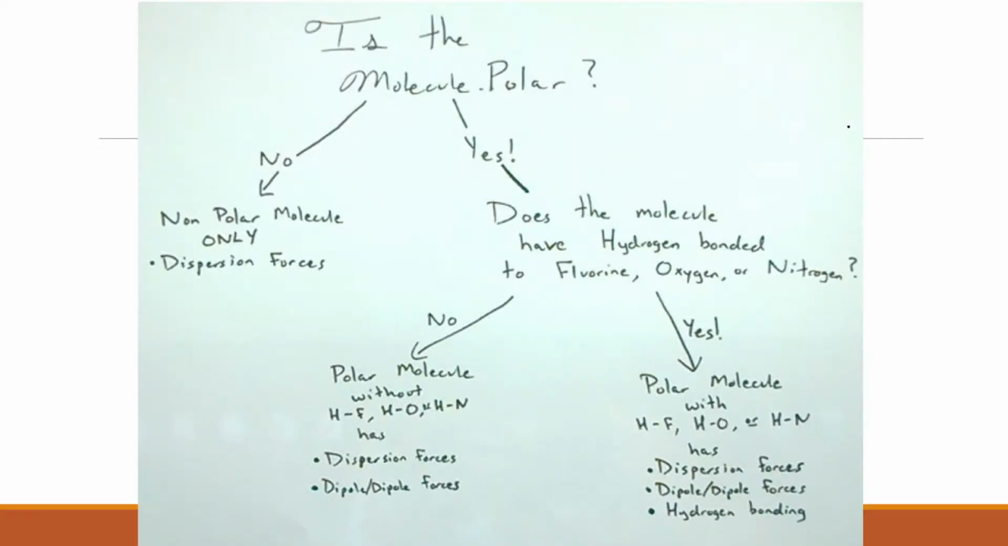Now, really, when we talk about intermolecular forces, it is a two-question thing. We can identify what intermolecular forces a molecule has by asking two simple questions. The first, is the molecule polar? If the molecule is not polar, the only possible intermolecular force for that thing is dispersion forces, because nonpolar molecules only have dispersion forces.